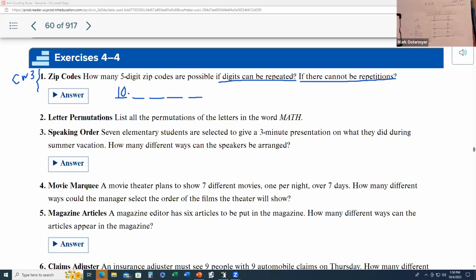Now notice digits are repeated. So there's 10 digits that can populate the second slot of our 5-digit zip code. 10 digits to populate the third slot. Times 10 digits to populate the fourth slot. Times 10 digits to populate the fifth slot. So you know what? There's 10 to the 5th power. And 10 to the 5th power is really what? 100,000? There's 100,000 different zip codes that you can form. Okay, 100,000 different zip codes you can form if digits are allowed to repeat.